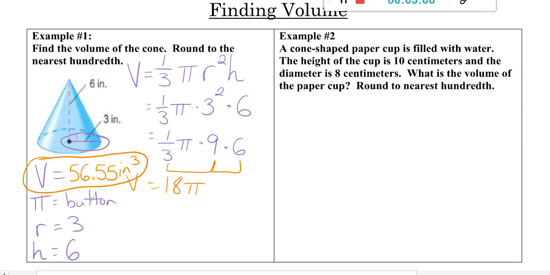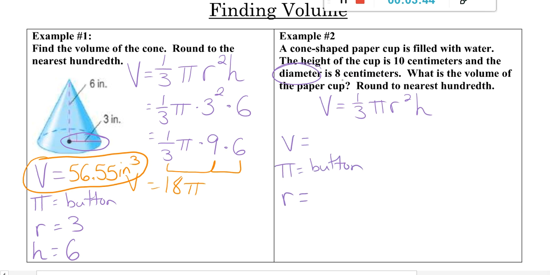Looking at example 2, it says a cone-shaped paper cup is filled with water. The height of the cup is 10 centimeters, and the diameter, be careful, the diameter is 8 centimeters. What is the volume of the paper cup? Round to the nearest hundredth. So we're starting with volume equals 1/3 pi radius squared times h. I'm looking for the volume. Pi is going to be the pi button.